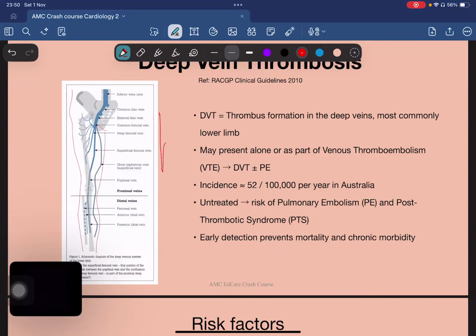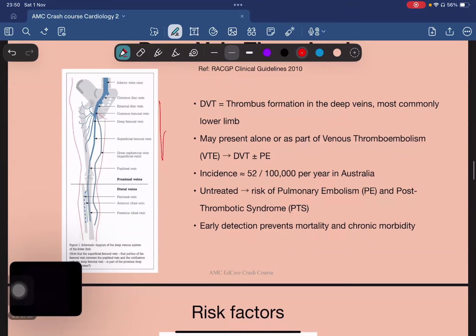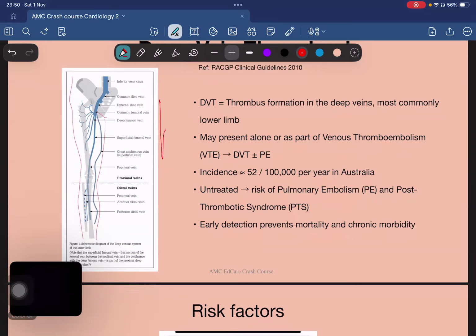So that is some of the complications. And yeah, early detection, just like most of the diseases, this also, early detection prevents mortality and chronic morbidity. Just remember that, just like aneurysm, this also can be very silent. And also the symptoms are not very specific, I would say. So we need to have a very structured diagnostic approach.